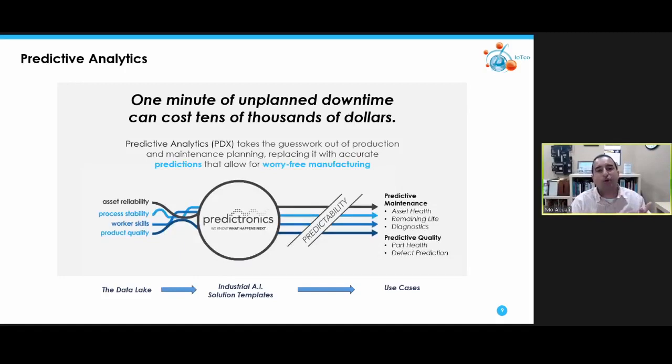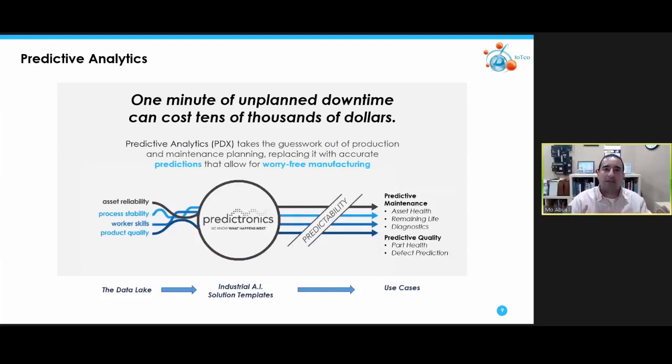Telling you predictive metrics of what is the true health of your asset. Is this asset healthy to continue running without interruption and to continue making good parts? What is the remaining useful life of the asset? What is a prediction window of when this asset will fail with a prediction accuracy? And what is the diagnostics, right? Is it my third axis, my third joint on my robot failing?